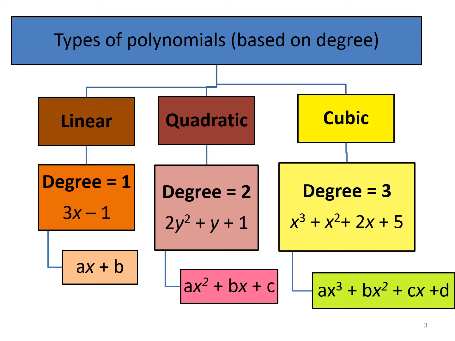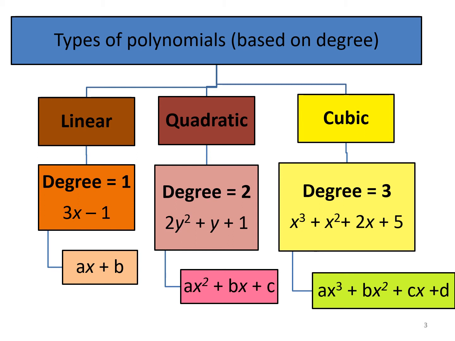So the types of polynomial based on the degree. There are three types: linear, quadratic, and cubic. In a linear polynomial, the degree is 1. In quadratic, the degree is 2. And in cubic, the degree is 3.